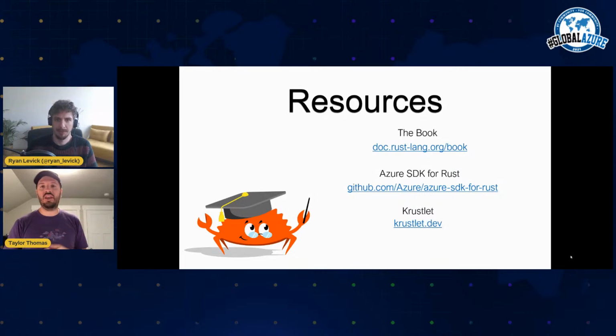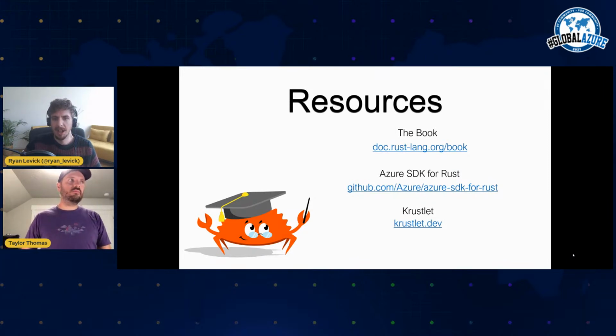The first one being the Rust Lang book. This is basically the Rust Bible. It explains every single part of the Rust language, starting off really easy and then going into exquisite detail about each of the underlying things. It's a very, very good resource. We also have the link to the Rust SDK and the Krustlet site in case you're interested in those things. Were there any other resources you wanted to point out, Ryan, that would be good for people? No, I think these are the ones to really take a look at.